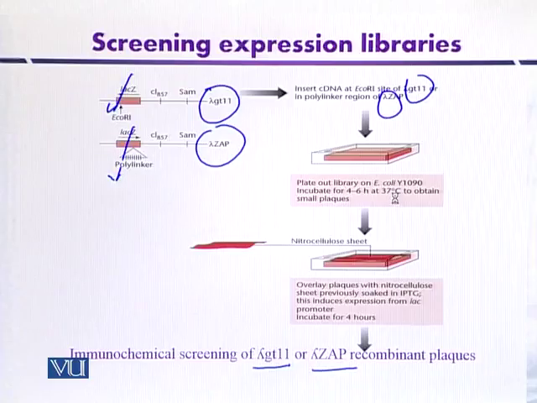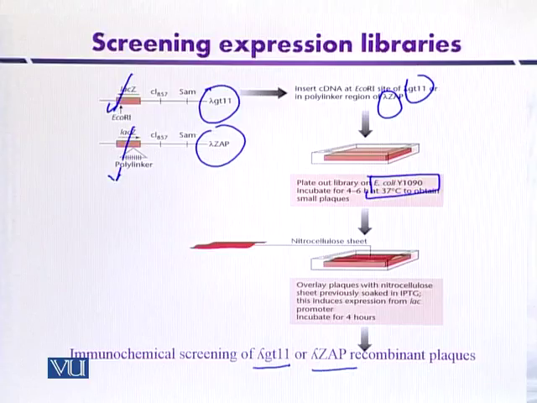And then this titer of bacteriophage lambda can be plated on a host organism, and here the host organism is E. coli Y1090. So the phage particles are incubated here for 4 to 6 hours at 37 degrees Celsius, so that plaque formation is there, host cell lysis is there.